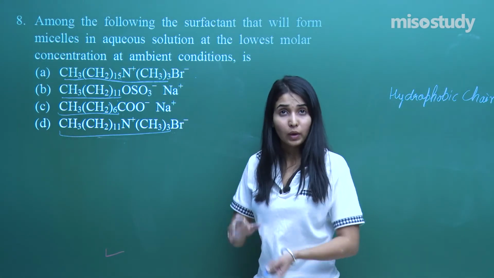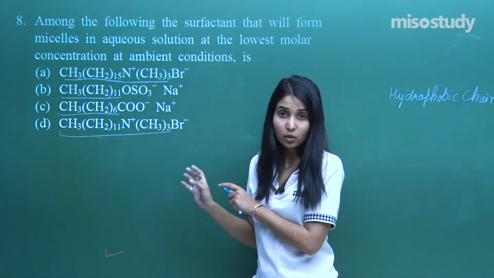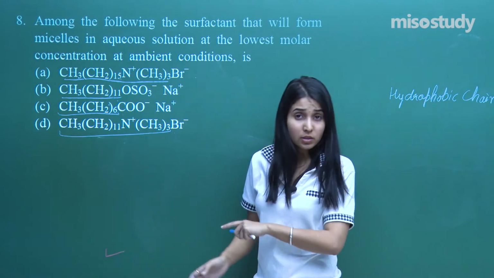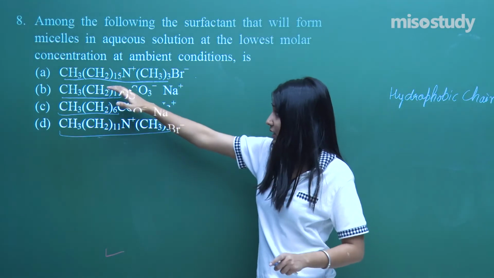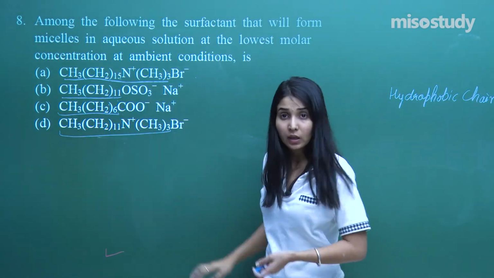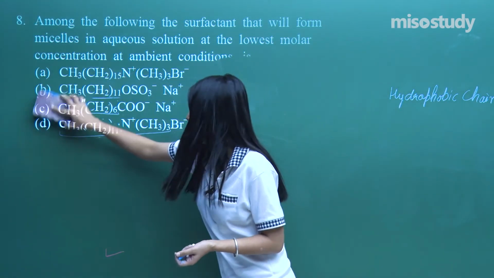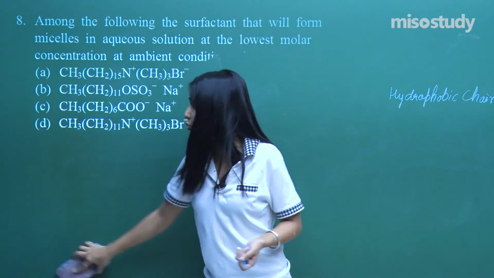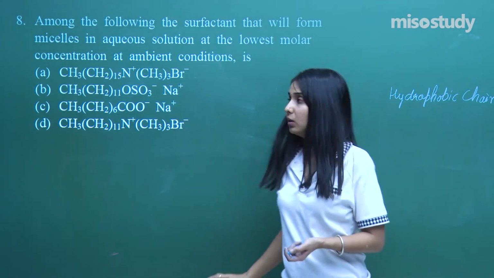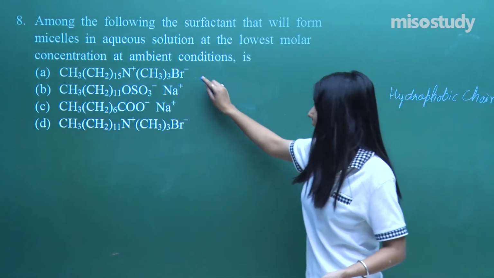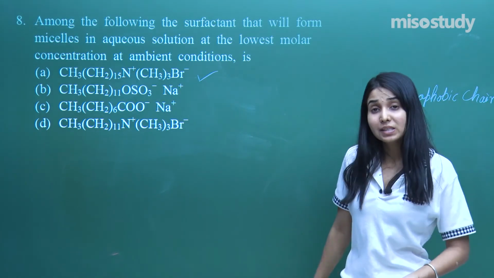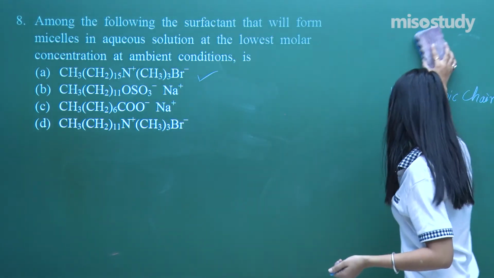So what do you have to do? Every time you have to discuss the question that regards the lowest micelle concentration, you just need to check the hydrophobic chain. The one with the longest hydrophobic chain, the one with the maximum number of carbons, that would provide you the lowest value of your critical micelle concentration. So what would be the answer? The answer would be simply my option A, right?